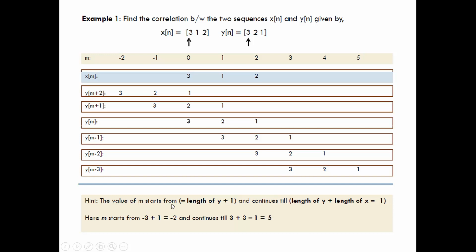The value of m starts from minus length of y. The length of y is 3, so minus 3 plus 1, which means m will start from minus 2, and continues till length of y plus length of x minus 1, which is 3 plus 3 minus 1, so 5. These are the m values. It starts from minus 2 and ends at 5. That will be your whole correlated sequence.